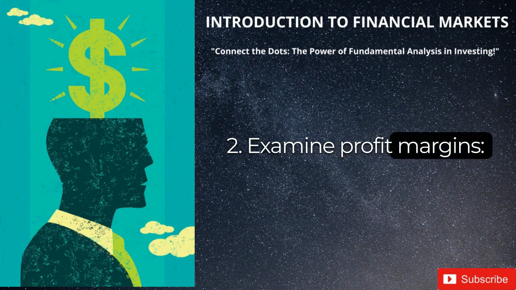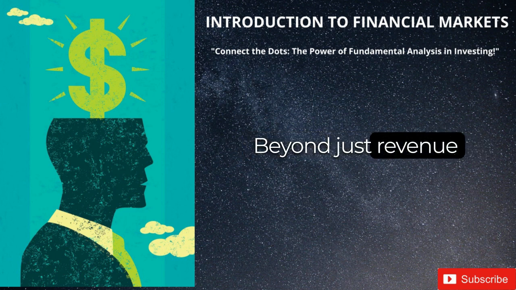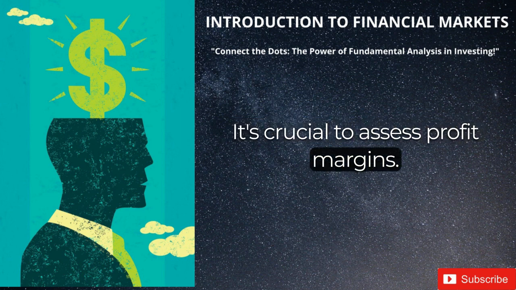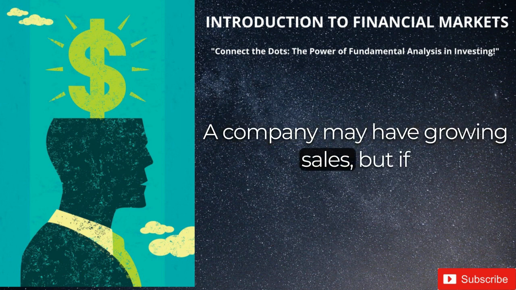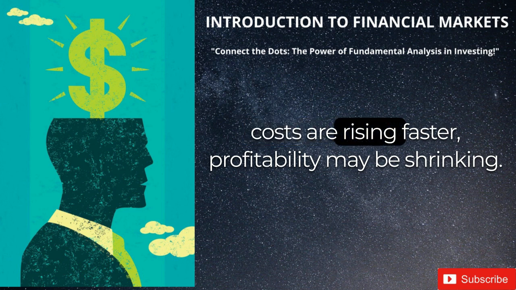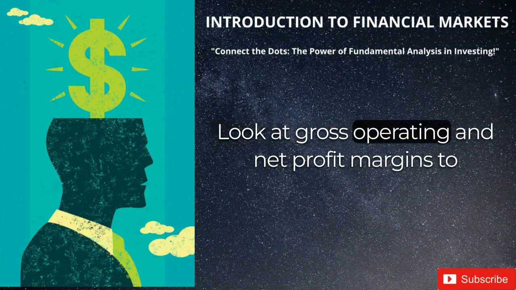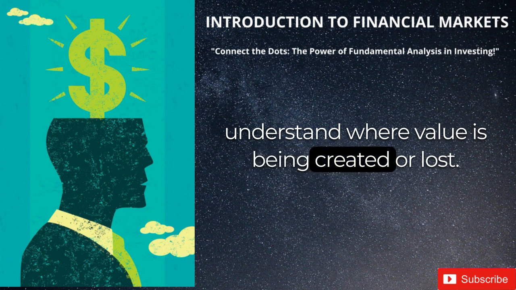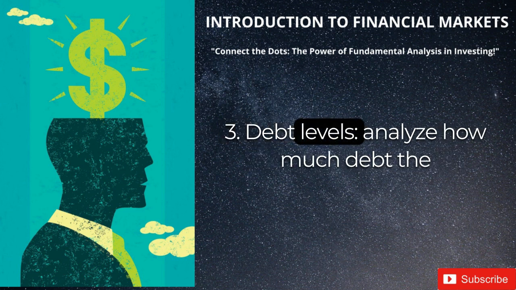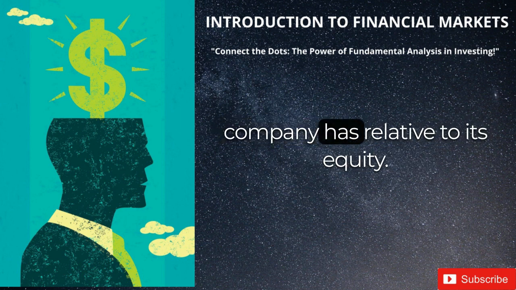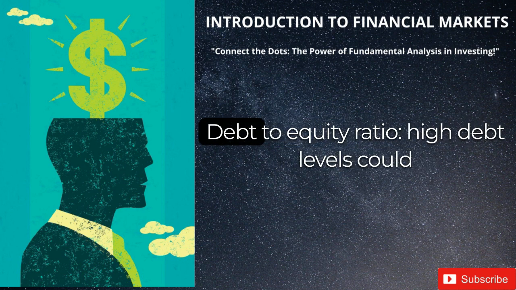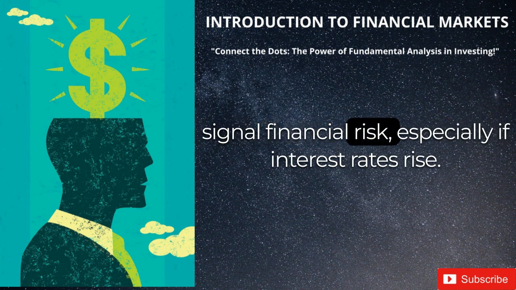Examine profit margins. Beyond just revenue, it's crucial to assess profit margins. A company may have growing sales, but if costs are rising faster, profitability may be shrinking. Look at gross, operating, and net profit margins to understand where value is being created or lost. Debt levels. Analyze how much debt the company has relative to its equity, debt-to-equity ratio. High debt levels could signal financial risk, especially if interest rates rise.